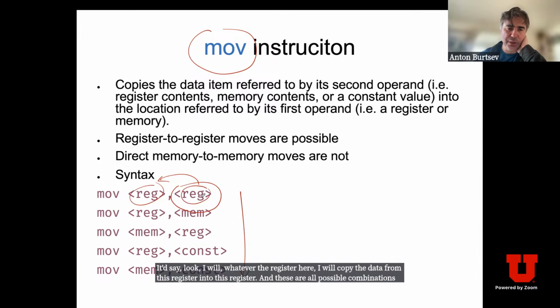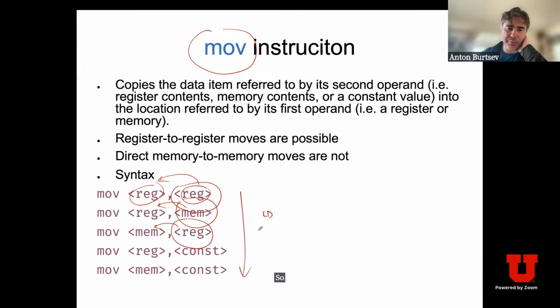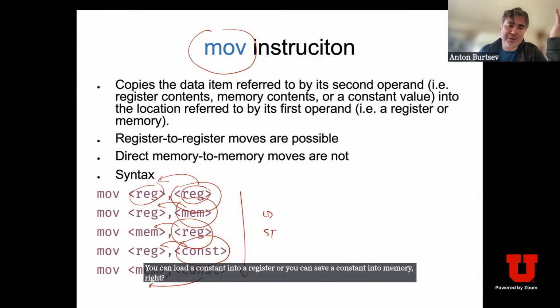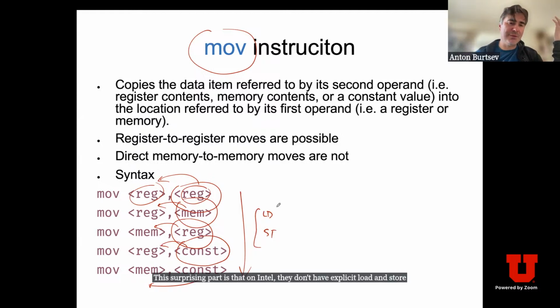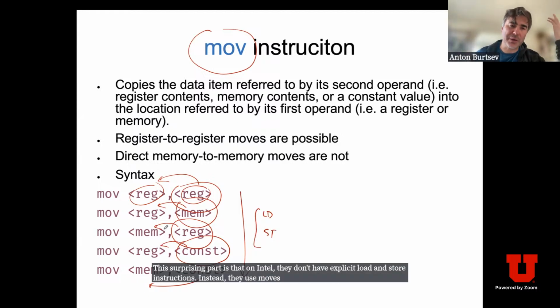So you can copy from memory into register, you can copy from register into memory. So this is a load operation. This is a store operation. You can load a constant into a register, or you can save a constant into memory, right? Not surprising. So that's the move instruction. The surprising part is that on Intel, they don't have explicit load and store instructions. Instead, they use moves with different operands, right?